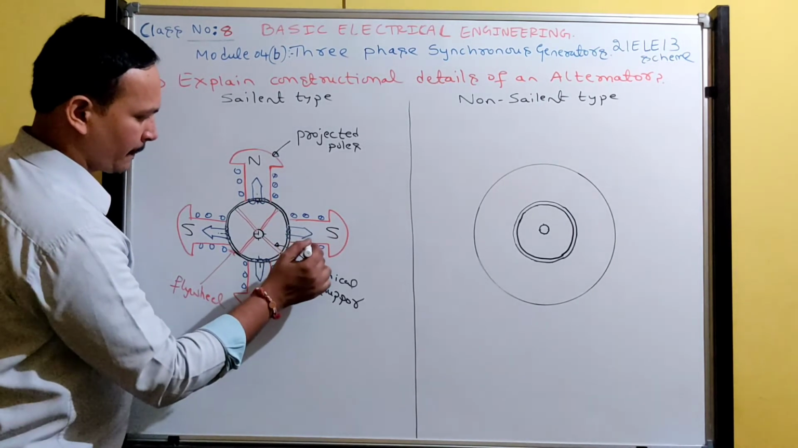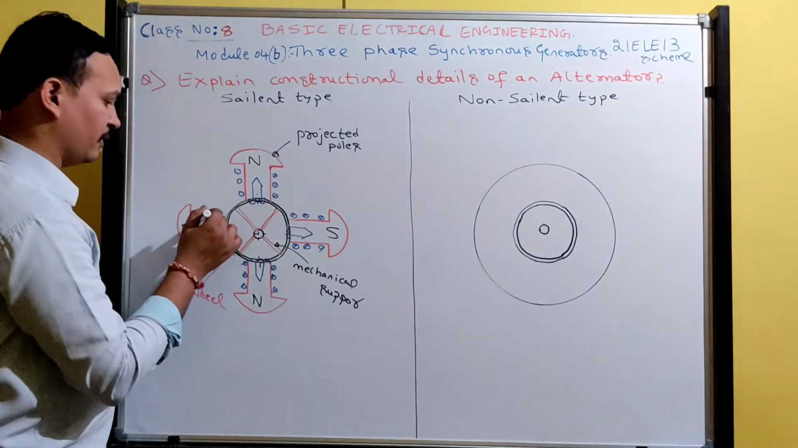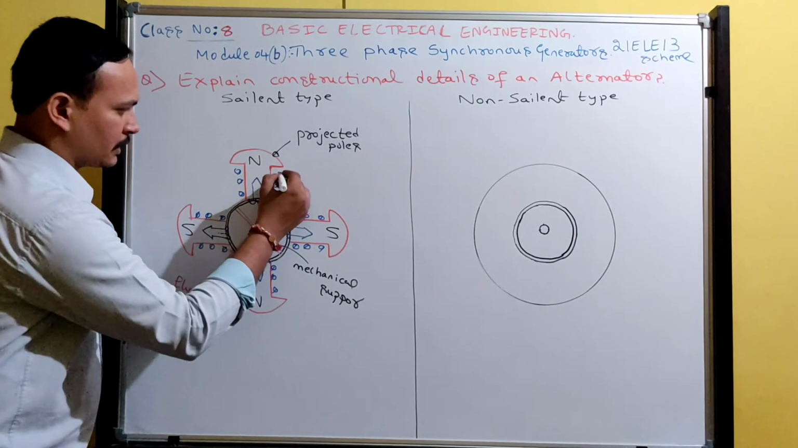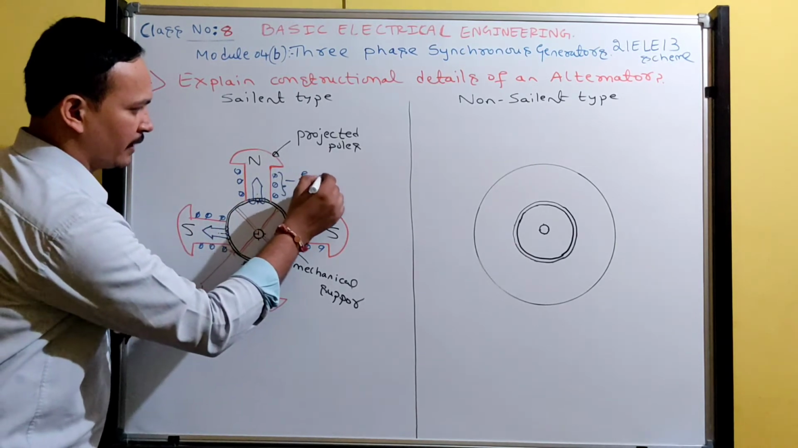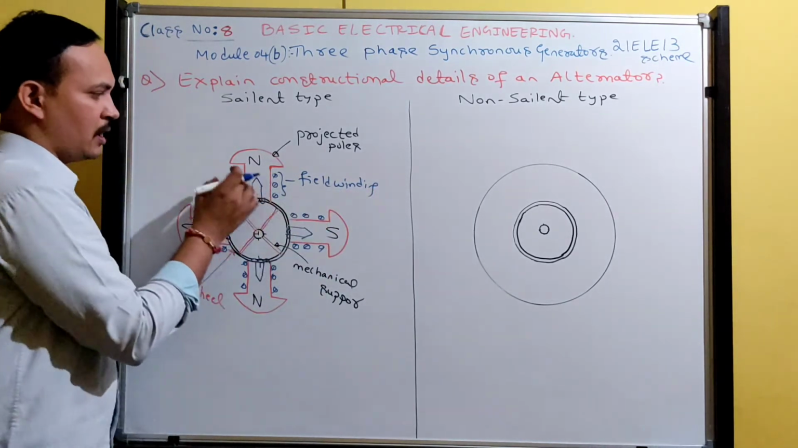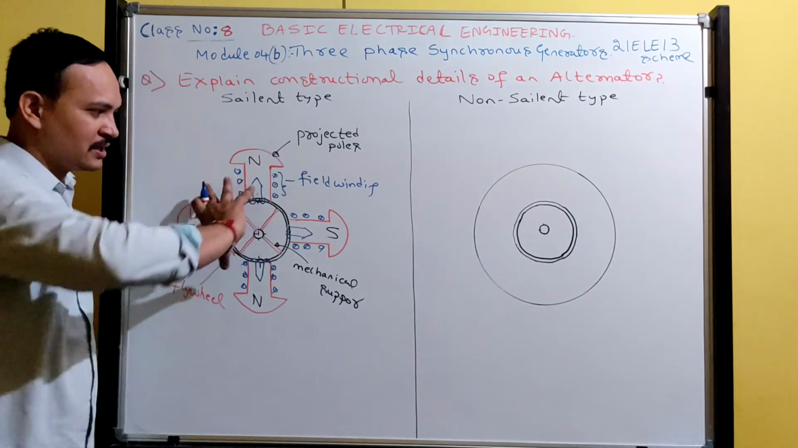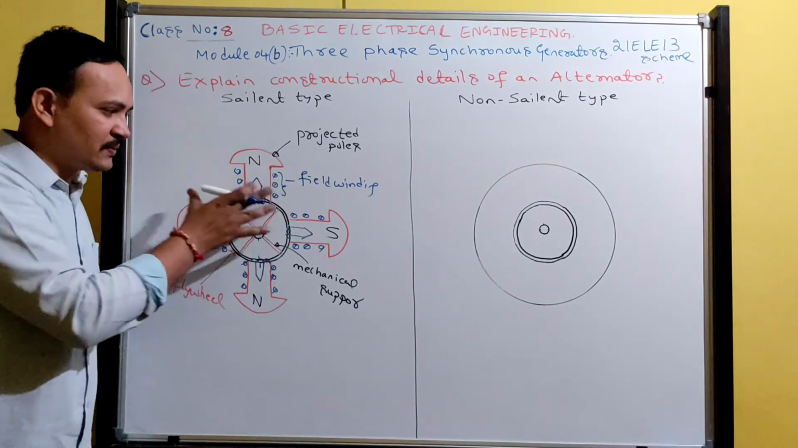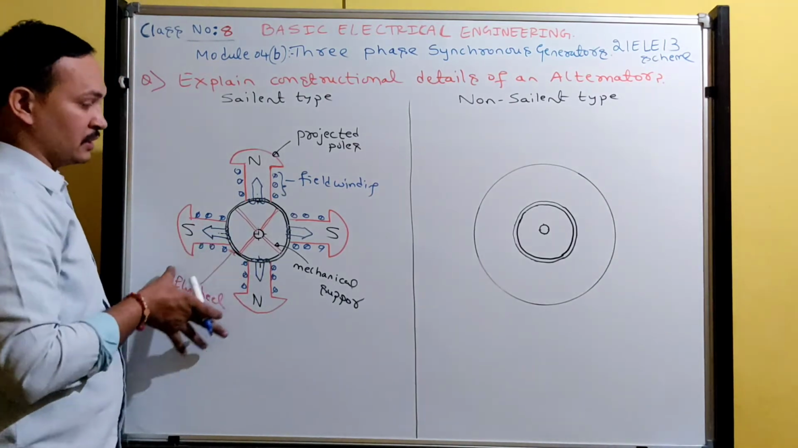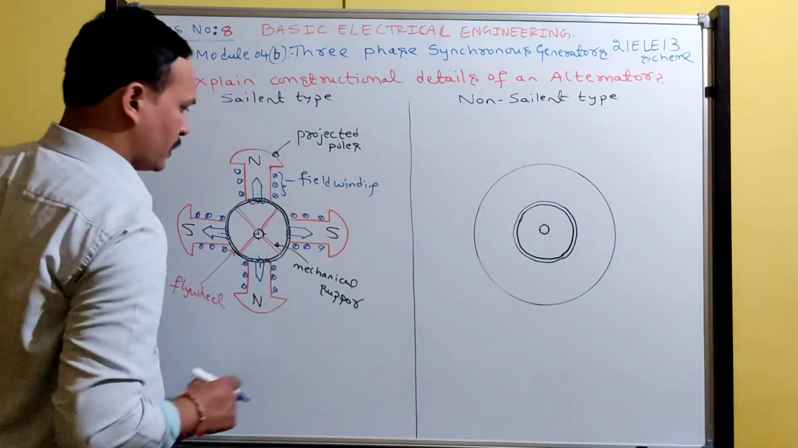So what does this mean? This is called field winding. These circles are nothing but field winding. The field windings are wound around the poles. The poles are fitted to the rotor. If the rotor rotates, the field also rotates. That's why it is called a rotating field. This is one type of construction. This construction is named salient type, and the other one is non-salient, which I will go to later.